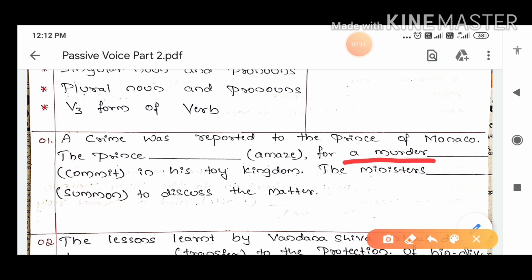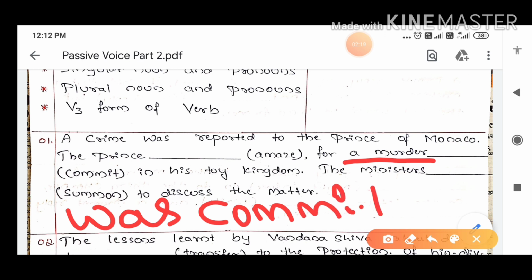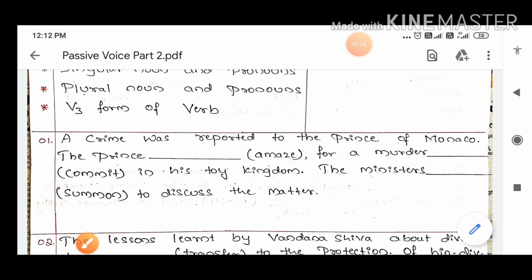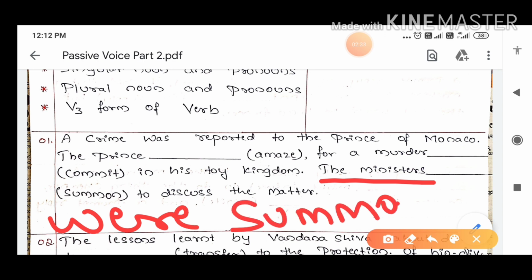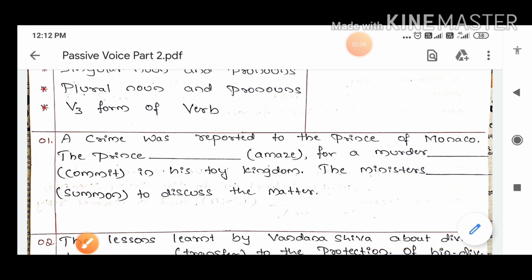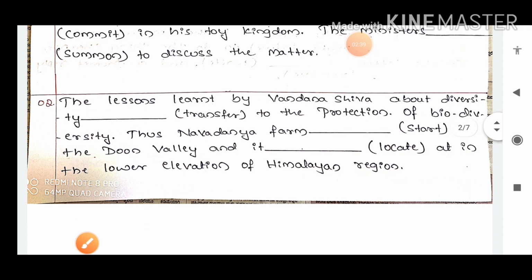For a murder, again it is singular, so we make use of was, and V3 form of commit is committed. A murder was committed in his toy kingdom. The ministers, the word ministers is plural, so we make use of were summoned. V3 of summon is summoned. The ministers were summoned to discuss the matter. Now we'll go for another example.